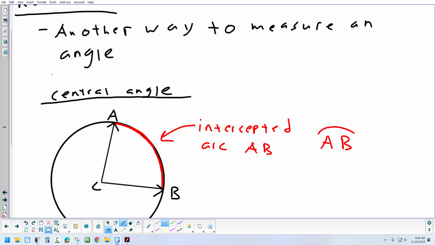All right, so what I've drawn here is a circle, and inside the circle, I've drawn an angle ACB, where the initial side and the terminal side intersect the circumference, or the perimeter of the circle, at this point and that point. If you draw an arc connecting those 2 points, that is called an intercepted arc, and the name of the arc is arc AB.